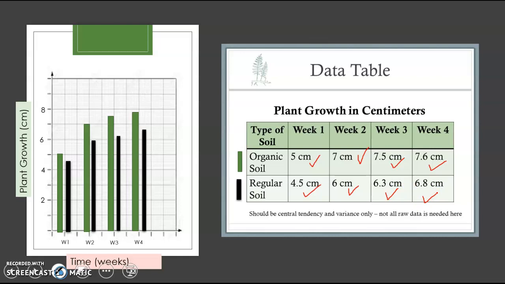So it does look like the organic soil appears to be better. The plants have more height each week with the organic soil. So a title could be, does changing the soil affect plant growth? Or does using organic soil affect height? Or is organic soil better than regular soil? There are several correct answers for a title, and that concludes how to create a graph.